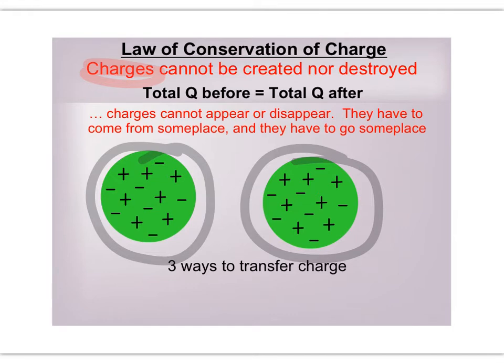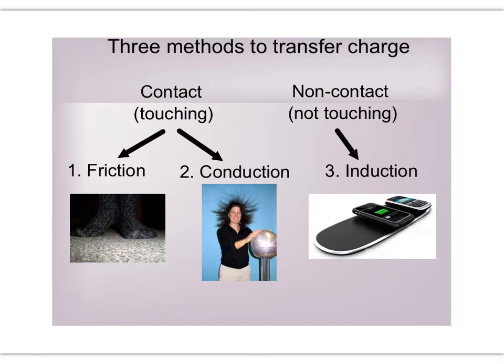Now there are going to be 3 ways in which we transfer charge. 2 of the ways require contact. So the 2 objects must be in contact with one another during the transfer of charge. There's another way that charge is moved, and it's not contact, and that's referred to as induction, which I'll get to more in a minute.